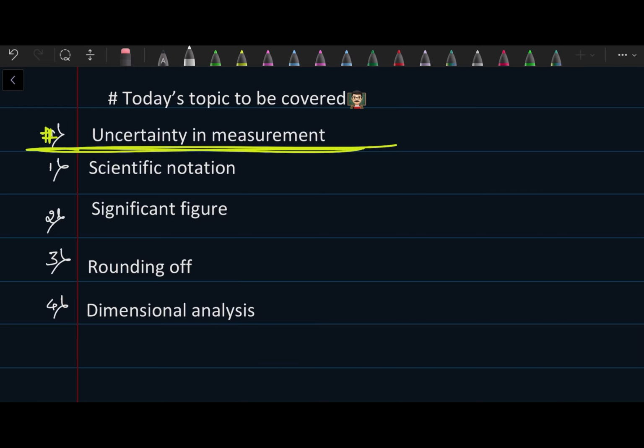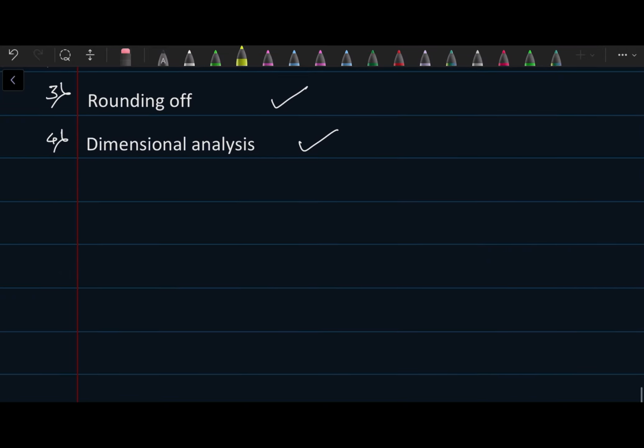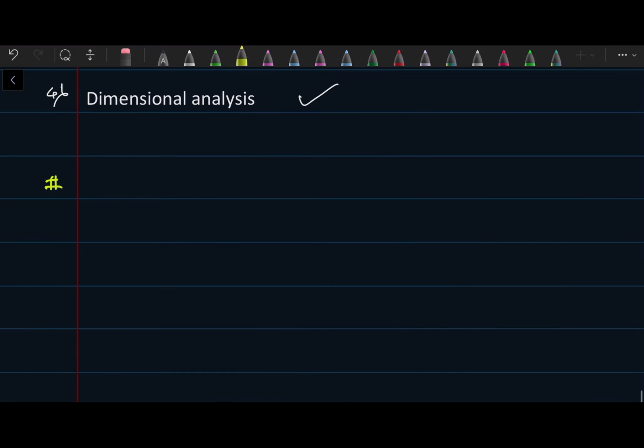While solving many difficult questions or difficult data-related problems, we are going to make it easier. What are those? The first one is scientific notation, then significant figures, rounding off, and dimensional analysis. These help us in many ways in presenting data and in theoretical calculation. So one by one we'll discuss. The first one is scientific notation.